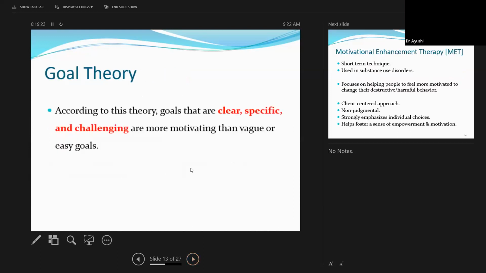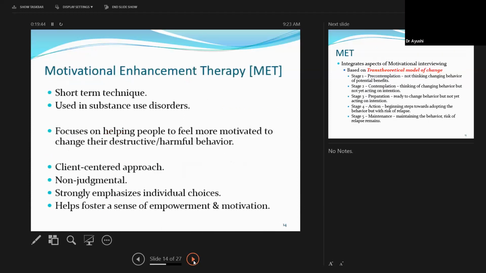So according to goal theory, goals that are clear, specific, and challenging are more motivating than easy goals. If the goals are very specific, clear, and sometimes challenging, challenging goals give us more motivation than any vague or easy goals. And then this is the theory.